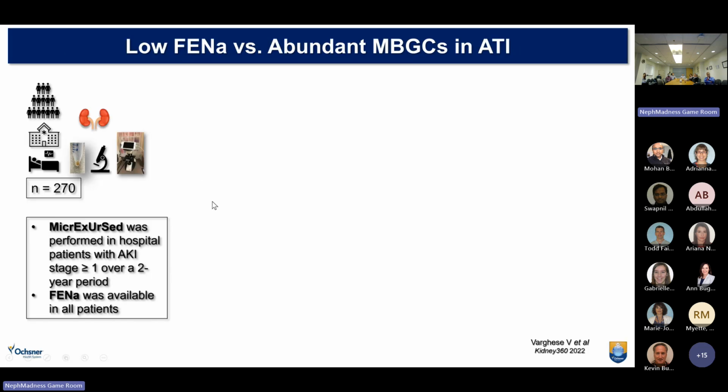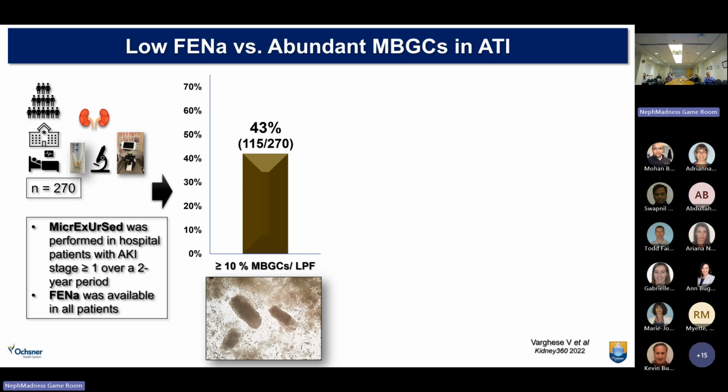Okay, so following the same platform, in this case, 270 patients went into our analysis, and everybody had not only microscopy, but also FENa was required. And again, we took patients for whom FENa was ordered by the clinical team. We didn't order it, so obviously there was a loss of patients for that reason. And starting with the percentage of patients who had abundant muddy brown granular casts in the urinary sediment, it was 43%.